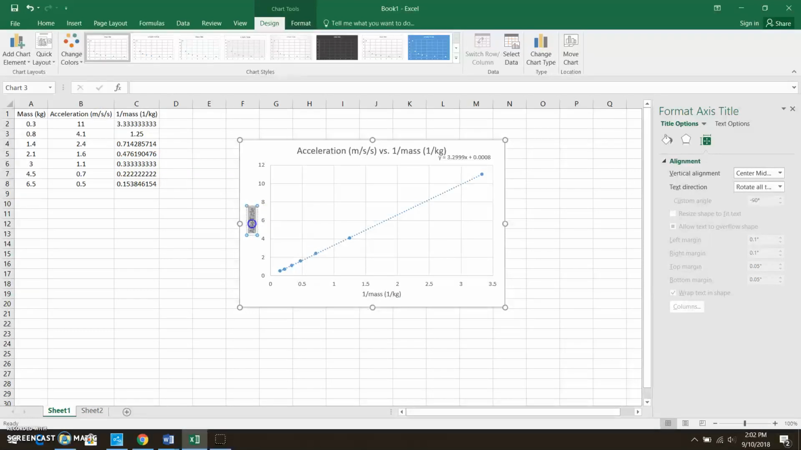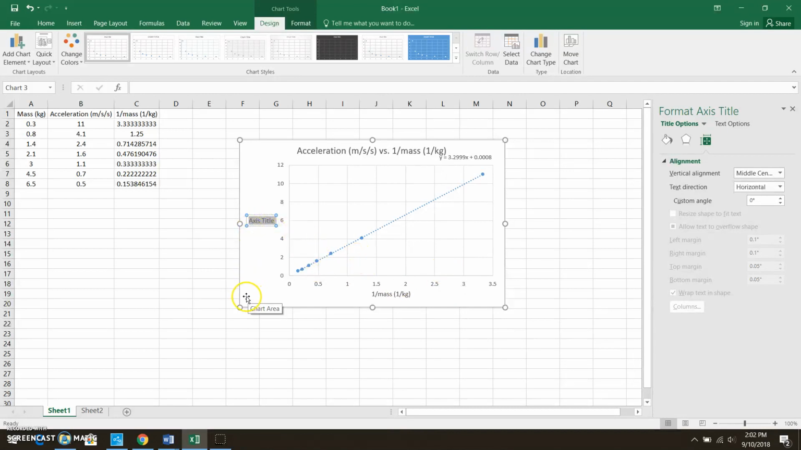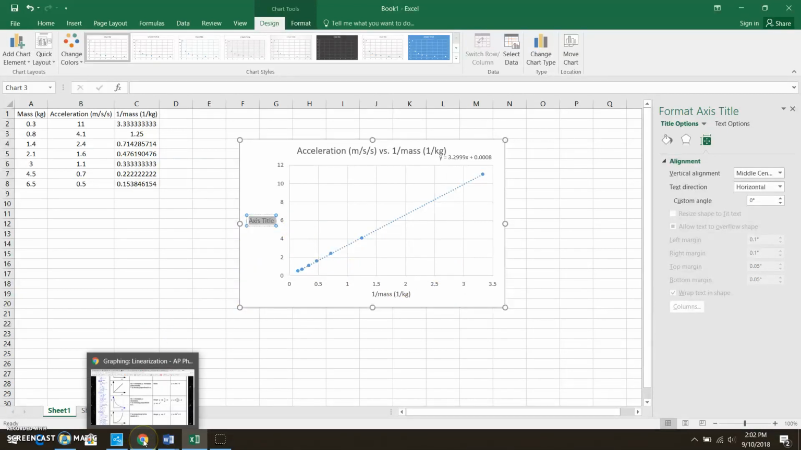And you can change the way that you want this. You could have it rotated. You could have it horizontal. It doesn't matter a whole lot to me as long as that axis title is there. So that is the Excel portion.